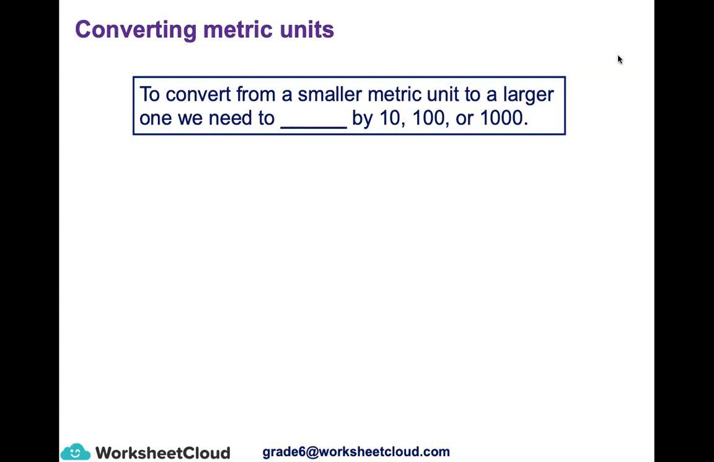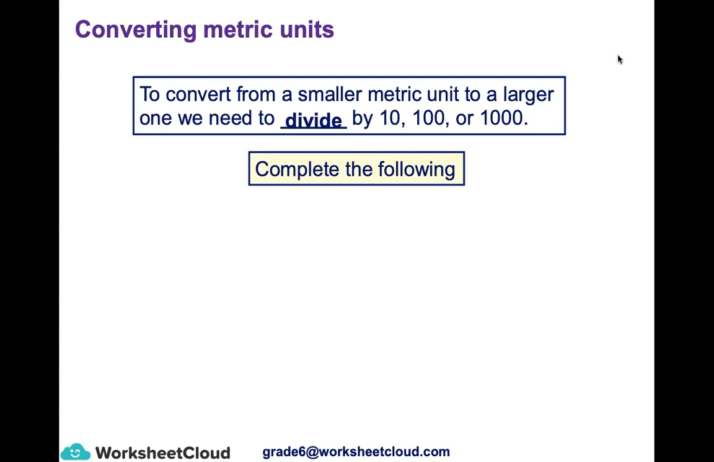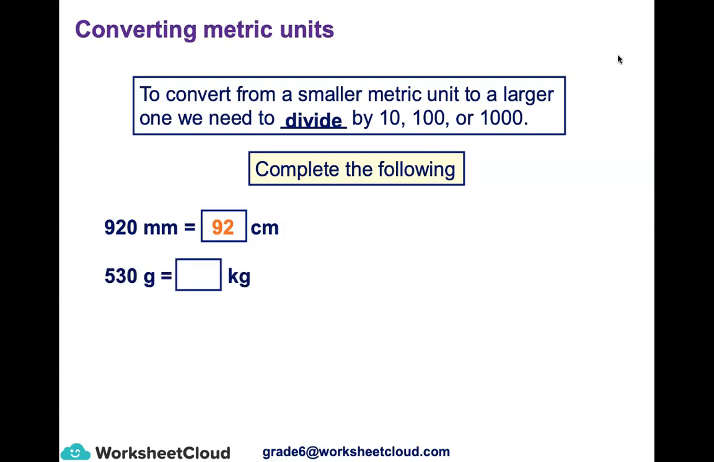Okay, and then to convert from a smaller metric unit to a larger one, so to go from like milliliters to liters or millimeters to meters, quite right, the missing word is divide. And here's some examples for you to work through, and I'll give you a few seconds for each. So 920 millimeters, you should be saying divide by 10 to give me 92 centimeters. 530 grams, okay, how many kilograms? Divide by 1,000, 0,53. Milliliters to liters, divide by 1,000.